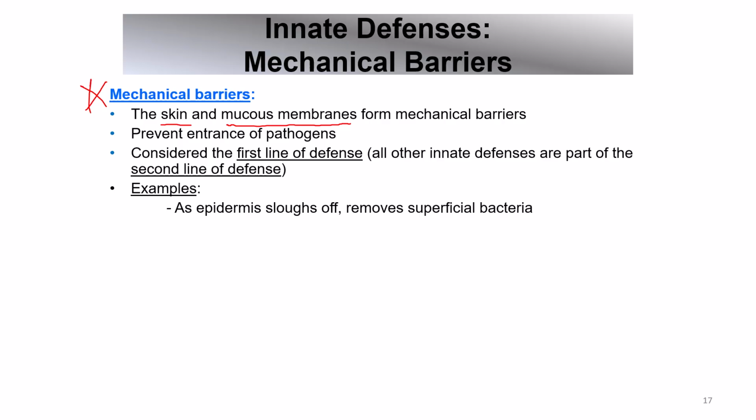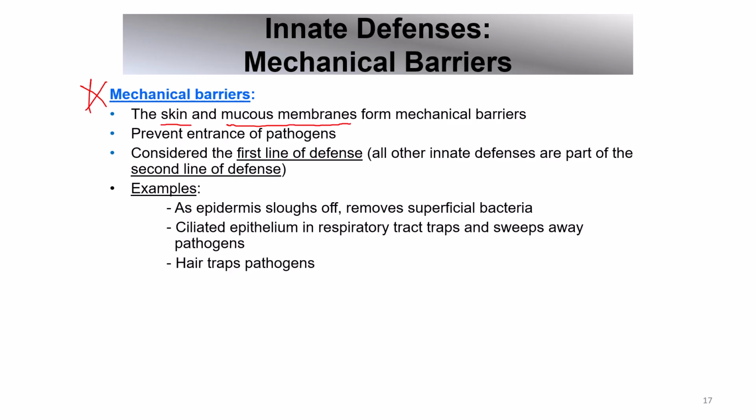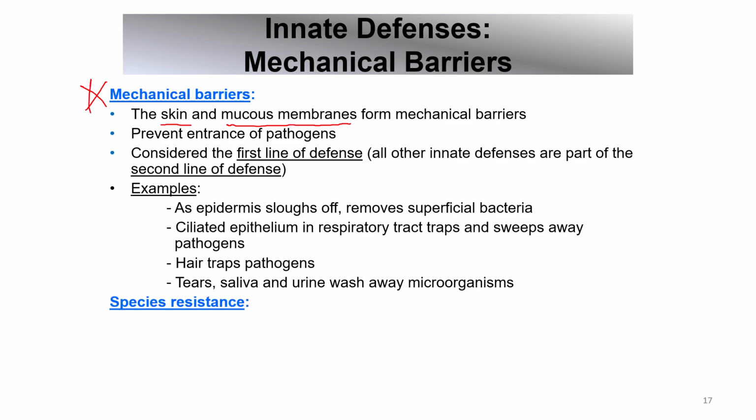Okay, so some of the examples are the epidermis, so the skin. It says when it sloughs off, it does get rid of the bacteria that's on the superficial part. In our respiratory tract, the mucus traps the bacteria and other pathogens, and the cilia move this mucus upwards on the trachea. Hair traps pathogens, just another example.